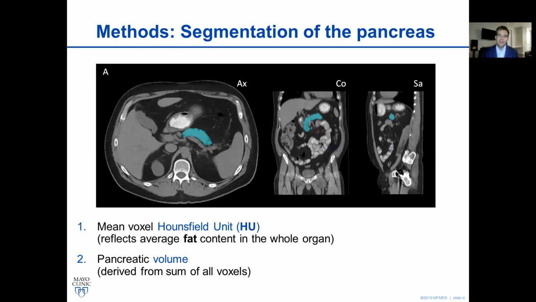Here you can see an example of whole organ segmentation on non-contrast CT. This was initially done manually and later on with the help of a convolutional neural network. We then extracted mean voxel Hounsfield units and pancreatic volume from these segmentations.